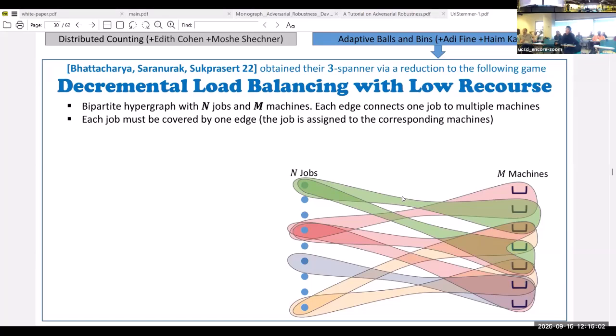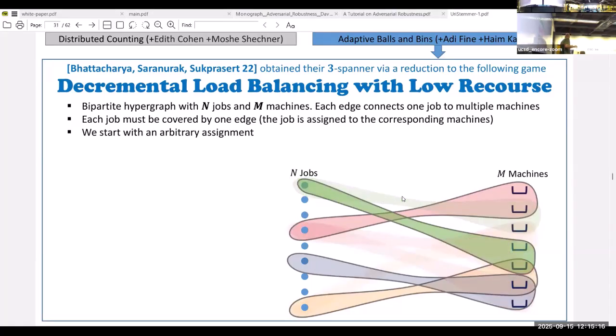Your goal is to, at every step of the execution, maintain an assignment. What is an assignment? You need to select exactly one hyperedge for every job. The interpretation is that if you chose this hyperedge for this job, then this job is running on these 2 machines right now. Make sense?